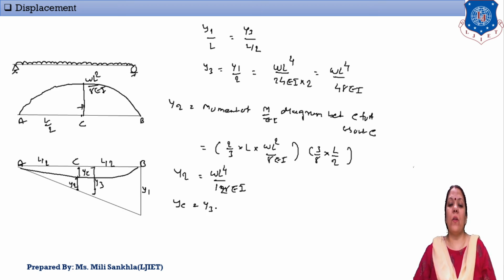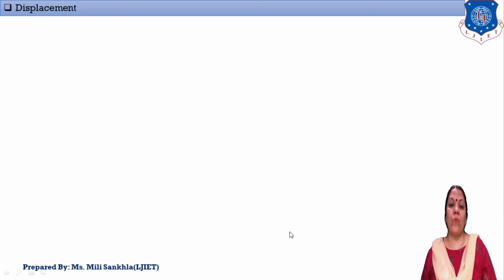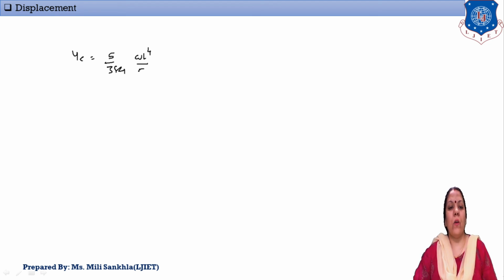Now we find YC. YC is simply Y3 minus Y2. Y3 we found is WL raised to 4 by 48 EI minus WL raised to 4 by 128 EI. Now the final answer: YC is equal to 5 by 384 WL raised to 4 by EI.